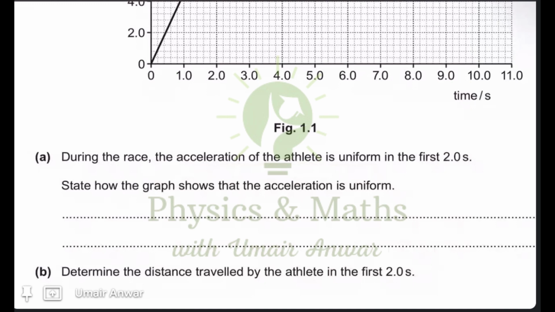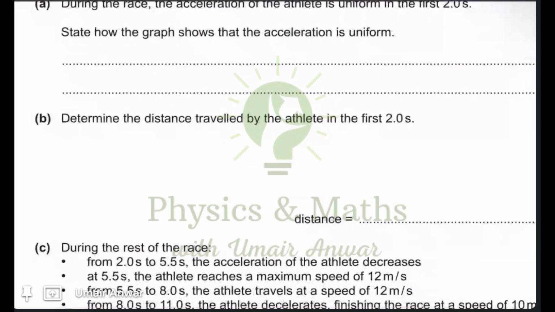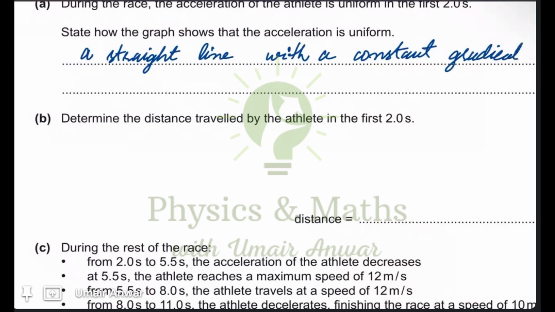In the first 2 seconds, state how the graph shows that the acceleration is uniform. So the graph is showing that the acceleration is uniform by a straight line. Since the gradient is not changing and it is a straight line, the acceleration is shown to be uniform here. Next part. Determine the distance traveled by the athlete in the first 2 seconds.